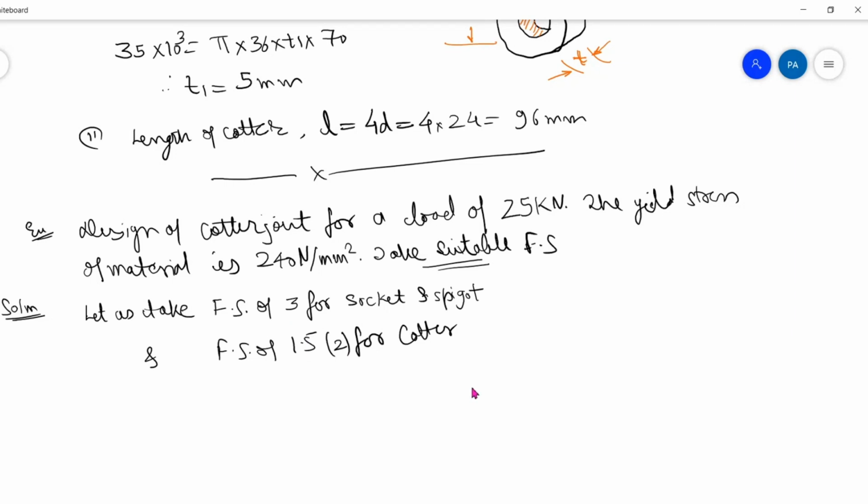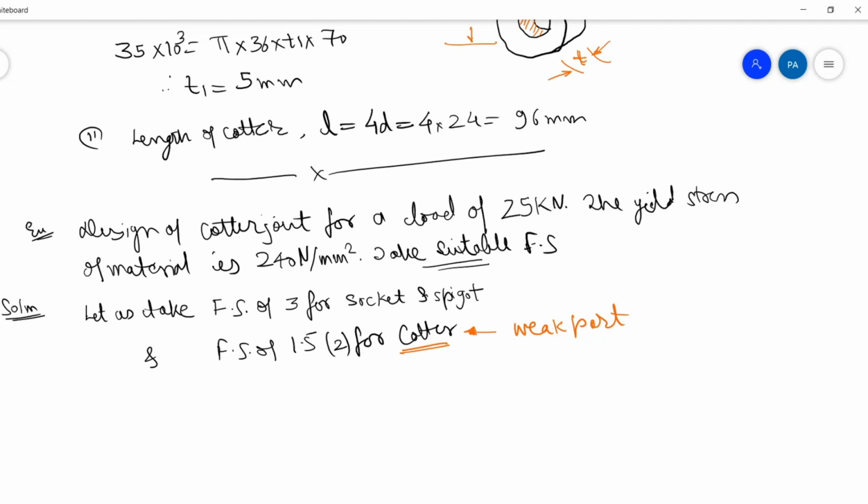What does this mean? If you are taking less factor of safety for Cotter, it means that we are making this a weak part. We are designing the Cotter as a weak part. We are taking less factor of safety. Less factor of safety means the strength of this part will be less, the dimensions will be less. Weak part. Which part is weak? Cotter.